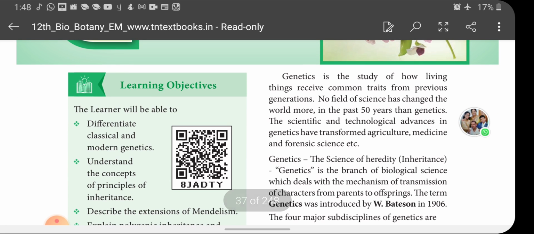Genetics is the study of how living things receive common traits from the previous generation. No field of science has changed the world more in the past 50 years than genetics. The scientific and technological advances in genetics have transformed agriculture, medicine, and forensic science, etc. So, if we speak simply, it is how living things receive common characters from their previous generation. That means how the young ones receive characters from their parents.